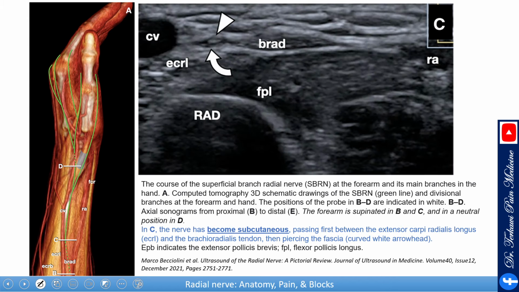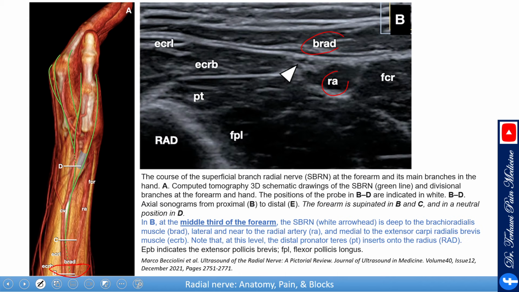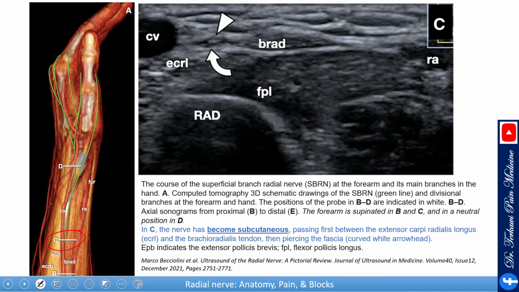If we go to C here, what you notice is that the nerve now is above the fascia. So the nerve is above the fascia and it's subcutaneous now. Subcutaneous, and you see the brachioradialis here, tendon, and the cephalic vein. So the cephalic vein. And here it's also a potential site for injury when you do cannulation.